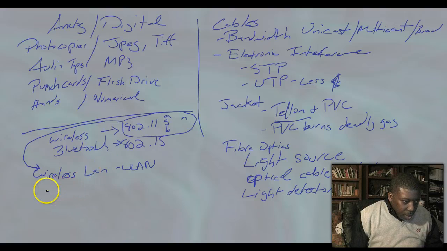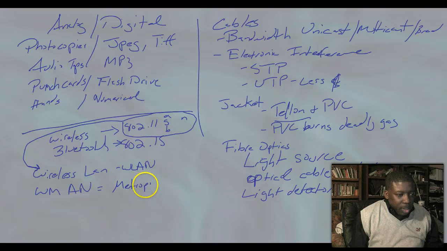Now you have wireless MAN, and that's basically for metropolitan. You can actually give an entire neighborhood or a small city wireless. That's what WMAN is, and that's 802.16.